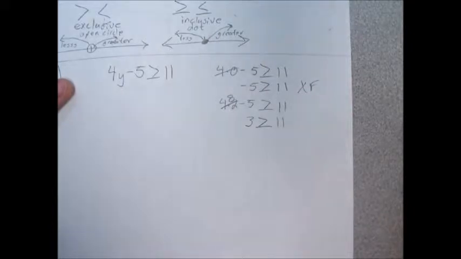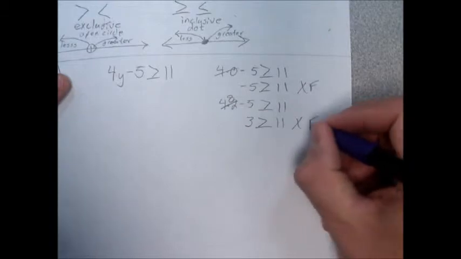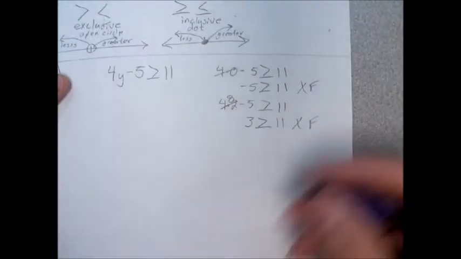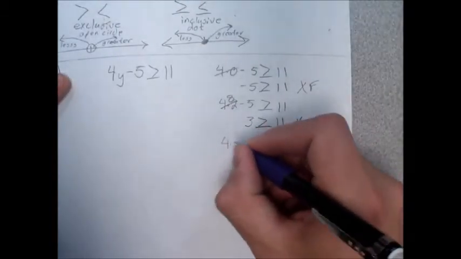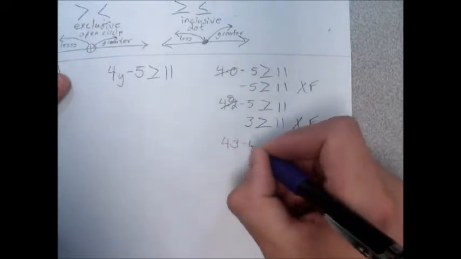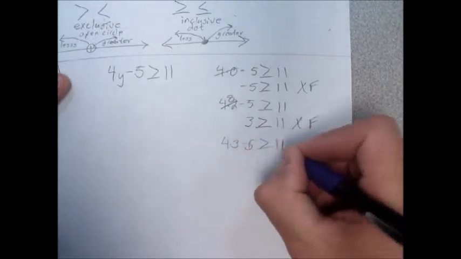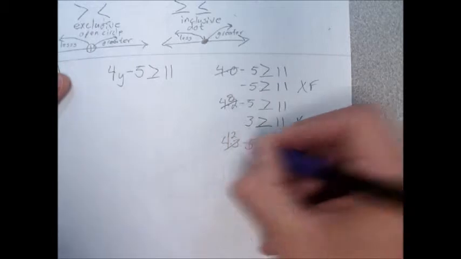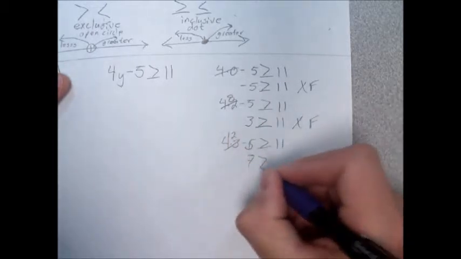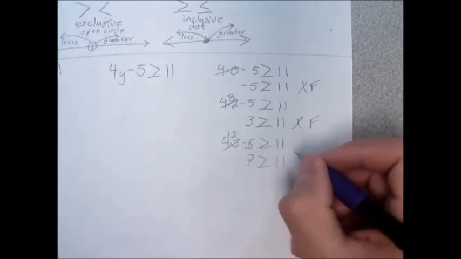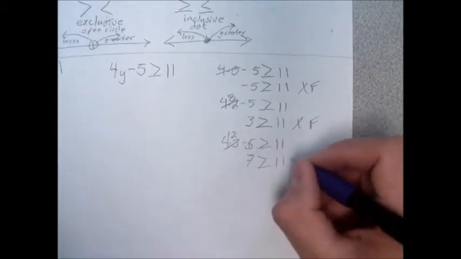3 is greater than or equal to 11. True or false? It is false. Again. Now we're going to plug in 4. So 4 multiplied by 3 minus 5 is going to be greater than or equal to 11. That gets me 12. 12 minus 5 is 7. 7 is greater than or equal to 11. True or false? False again.